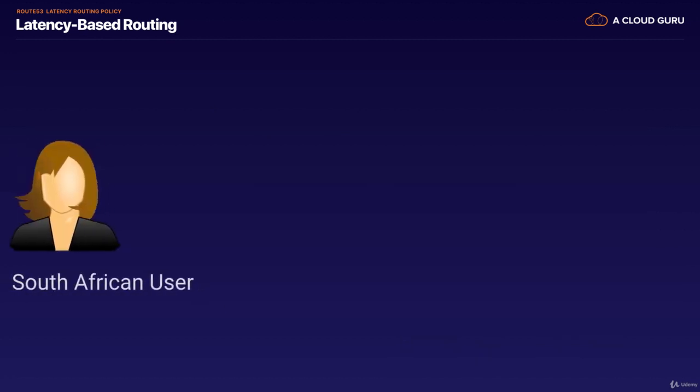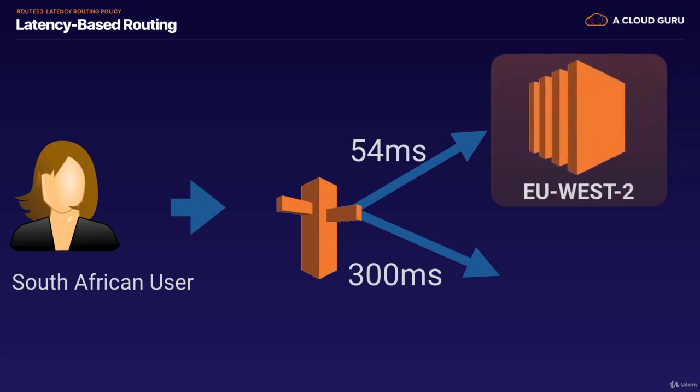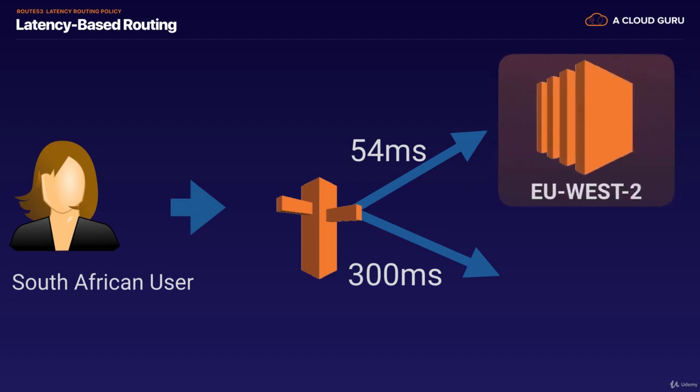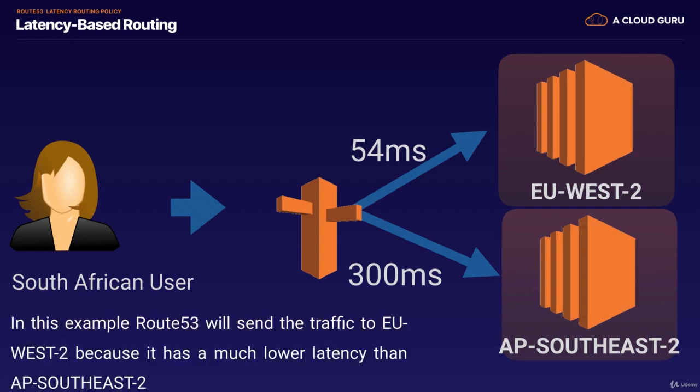So again, we've got a user. This user's in South Africa, and they're going to make a request to Route53, and Route53 is going to look at the different response times. It's going to figure out that we've got a 54 millisecond response time for EU West 2, whereas the user will get 300 milliseconds response time for Asia Pacific Southeast 2. So it's going to send the traffic to EU West 2 because it has a much lower latency than AP Southeast 2. Let's go ahead and see this in action.